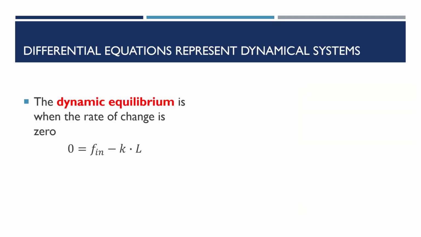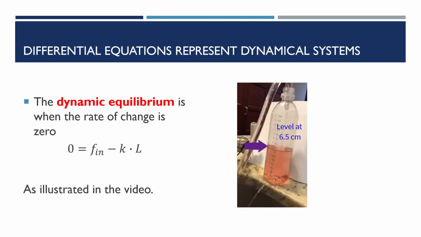The conditions for dynamic equilibrium are also possible to find by using the same differential equation, because dynamic equilibrium is reached when the rate of change is zero, as shown in this equation. In this video, we are going to illustrate how, the starting point being 6.5 centimeters, we are going to stop the water from coming out. The water will go up, and then we are going to release the water again, and you will be able to appreciate how at the end the level repositions itself at 6.5 centimeters.